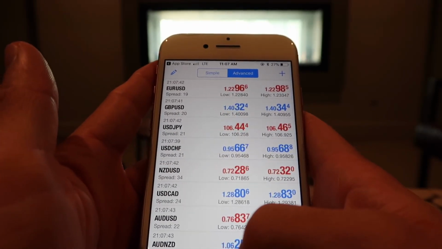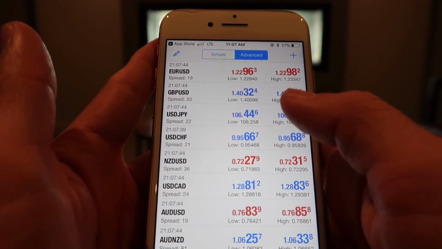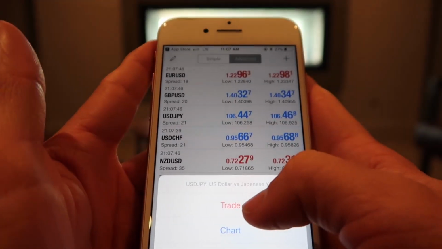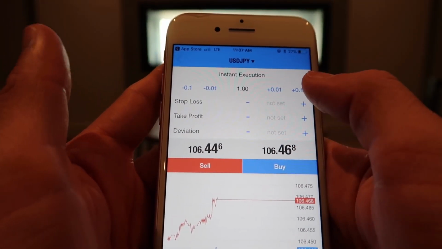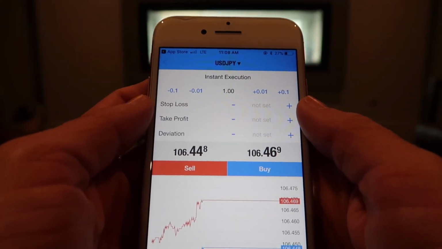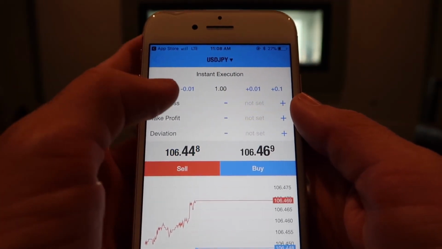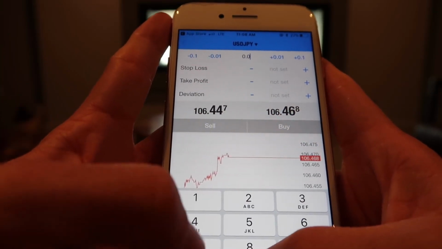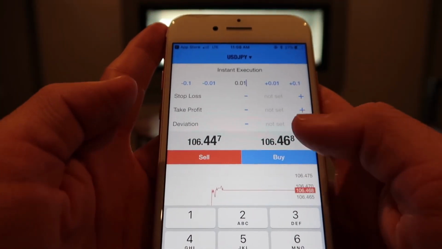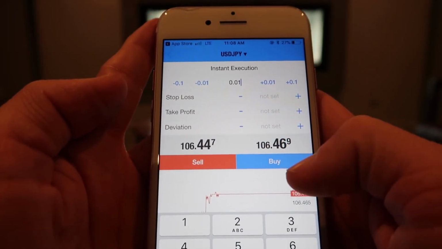So let's say that we want to actually trade that pair. If you want to trade it, you can go right here and click trade, and then when you go into every trade, they'll have a lot size up here. When you guys are trading, you want to be risking 5% of your account. So let's change the lot size to 0.01. That's the lot size. That is a micro lot.